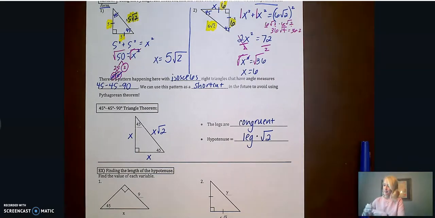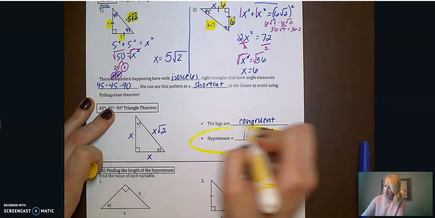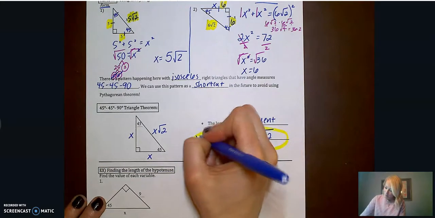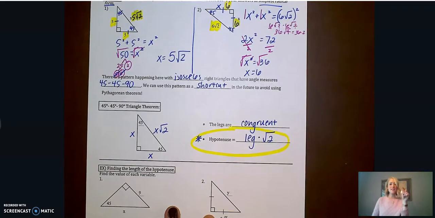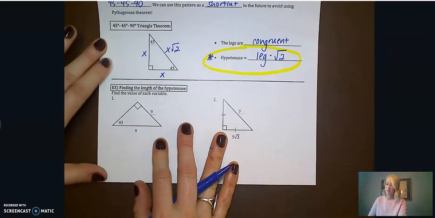Are you weirded out yet? All right, to be honest, you guys, this is the big thing you need to know. Right there, I'm going to use that for basically every problem. Hypotenuse equals leg times radical 2. It'll be written on the board for you. Here we go, let's practice it.